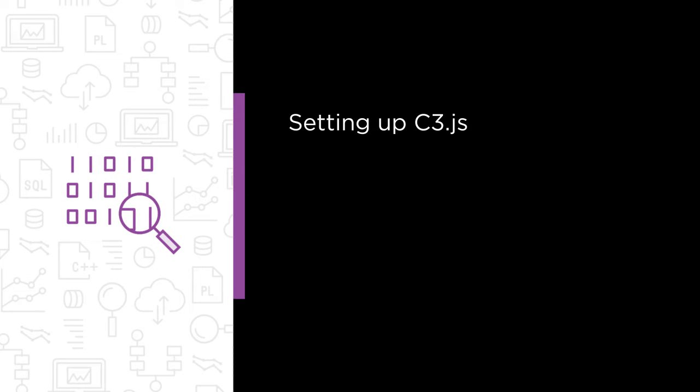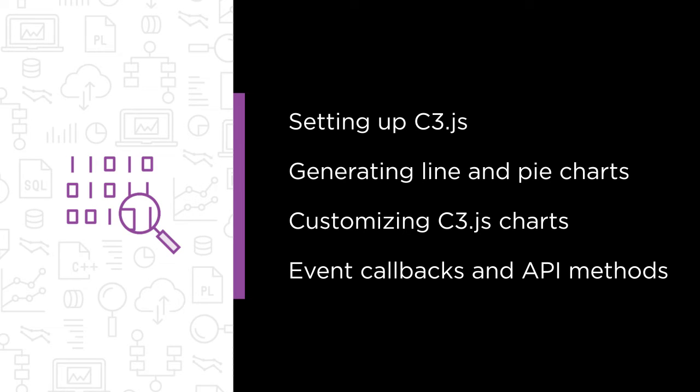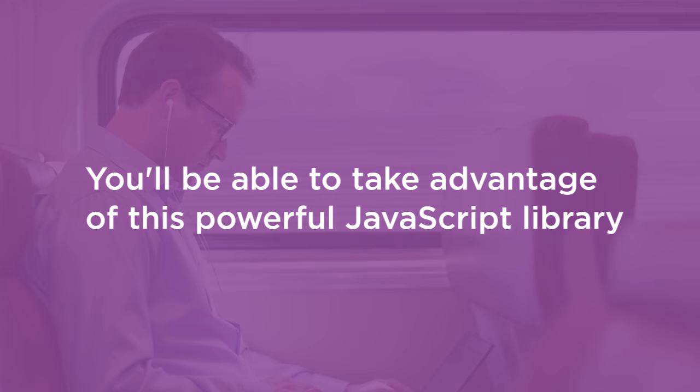Some of the major topics that we will cover include setting up C3.js in a web application, generating line and pie charts, customizing C3.js charts, and also using event callbacks and API methods to access and modify the state of the charts. By the end of this course, you'll know enough to take advantage of this powerful JavaScript library and use it in your personal and commercial applications.